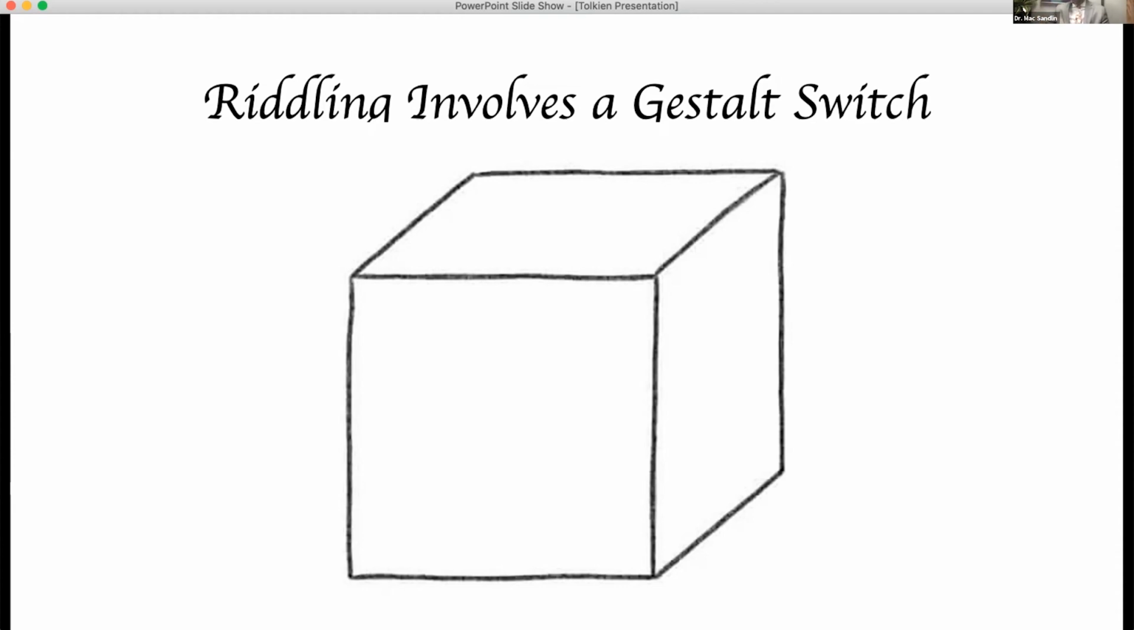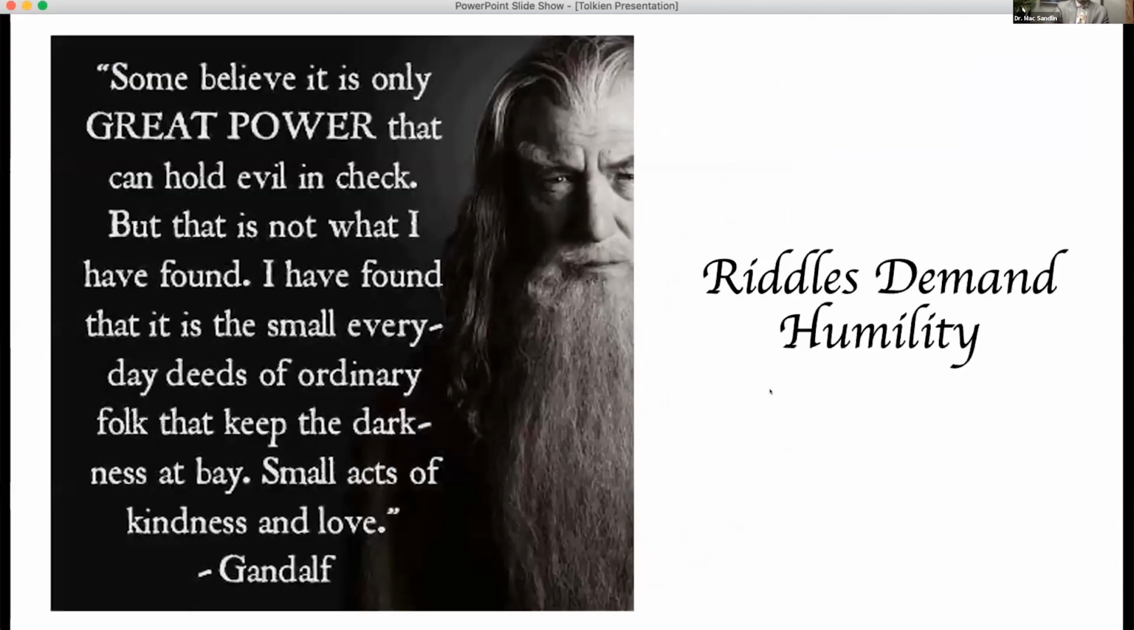When we want to make a book, we don't have a scroll. We have a little box that we put together. So this Gestalt switch, from flat to three-dimensional, the same sort of thing that happens with the duck-rabbit happens here. Okay. So the first thing: riddles involve a Gestalt switch.